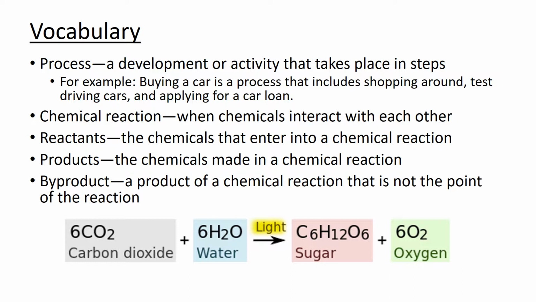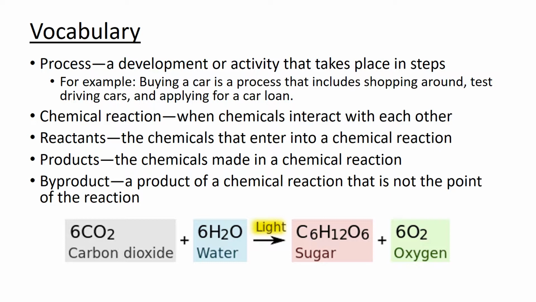Photosynthesis is a process. So what's a process? A process is a development that takes place in steps. For example, buying a car is a process. And it's a process that includes shopping around, test driving cars, applying for car loans. We could probably add more steps. But the point is that when you buy a car, it's not something that's done like that. It's something that takes place in steps. And photosynthesis is like that. That's why we say it's a process.